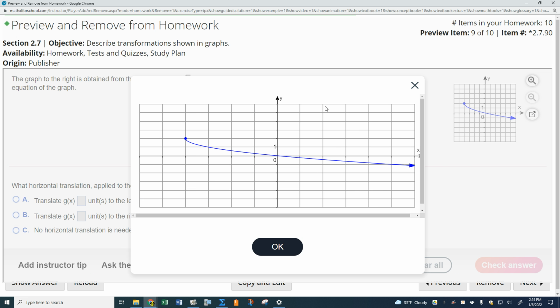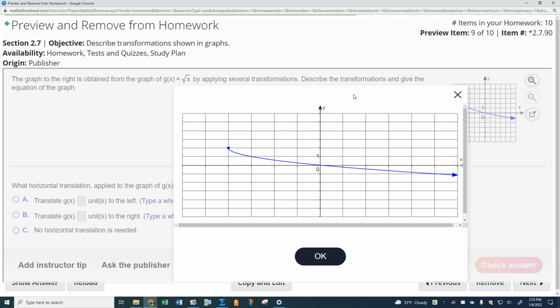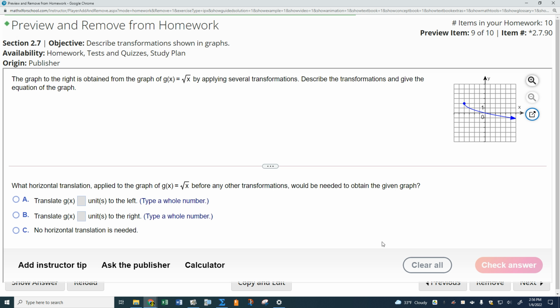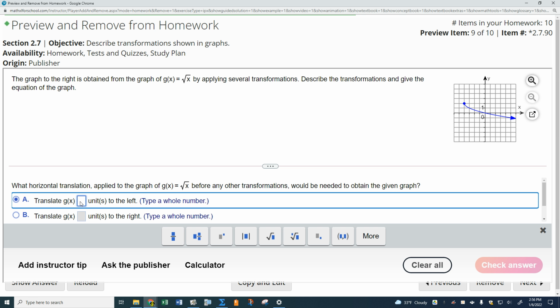So here's our graph, right? The first thing it wants to know is our square root graph, which normally would start at (0, 0). That would be the terminal point, where the whole graph starts. That's the one we'd use to track the translations. What's the answer to the first part? What's the horizontal translation here? 4 to the left, okay? So we're going 4 units to the left.